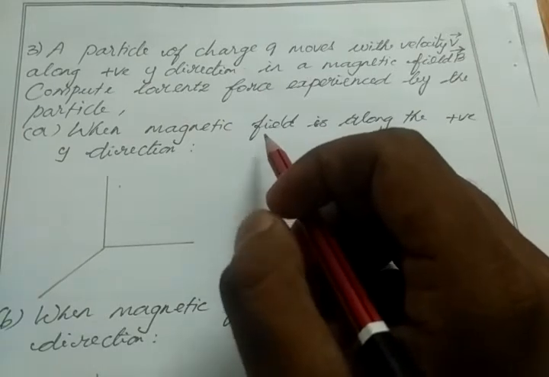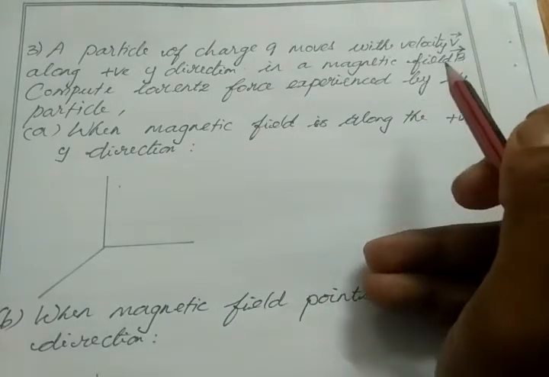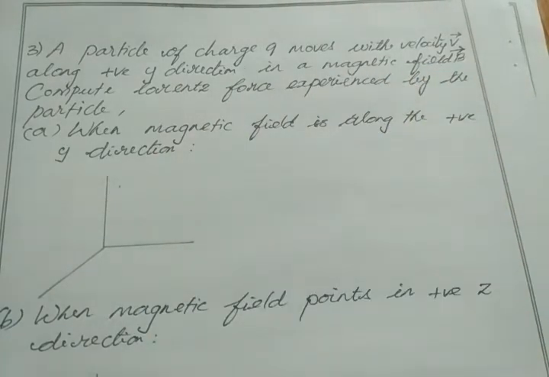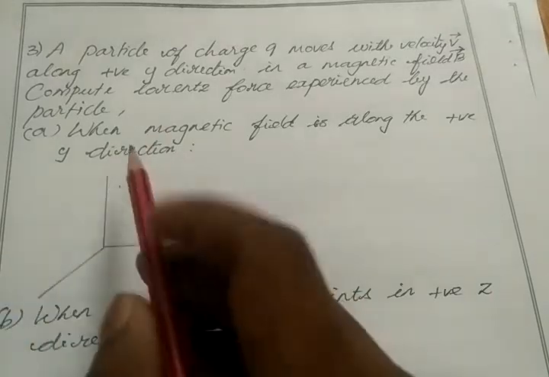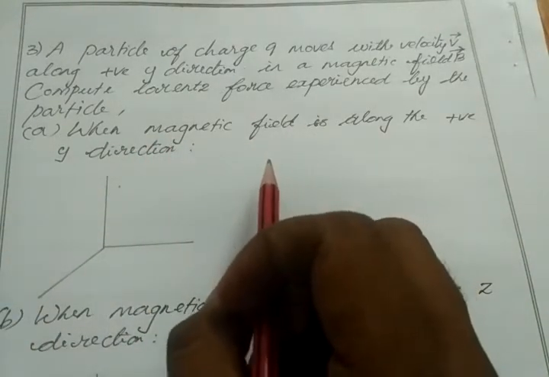Okay, so totally three questions. When the magnetic field is along the positive y direction, when the magnetic field points in the positive z direction, when the magnetic field is in the zy plane making an angle theta with the velocity of the particle. So the first question: when the magnetic field is along the positive y direction.